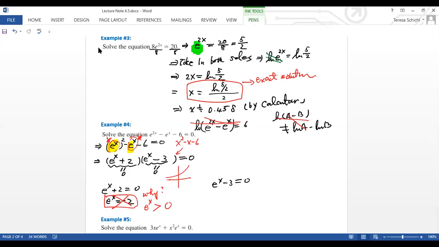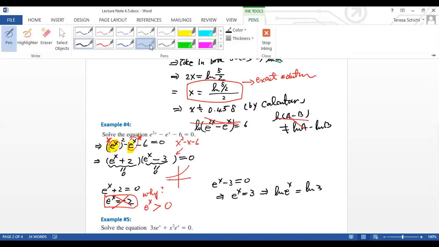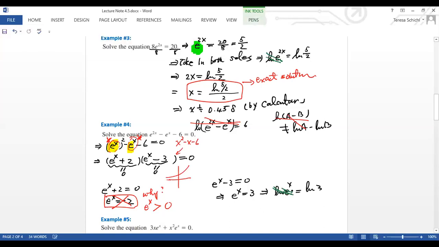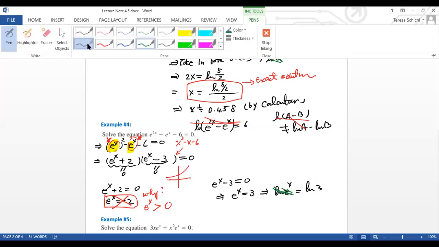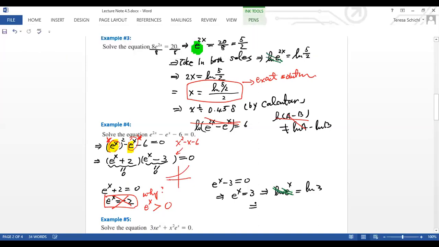Okay, so now let's take a look at this one here. Now we simplify this problem to e^x equal to 3. Now I can take the natural log of both sides. That's good, because the natural log and the e cancel each other out. So what I have here is x equal to the natural log of 3, right? So this is my exact solution.